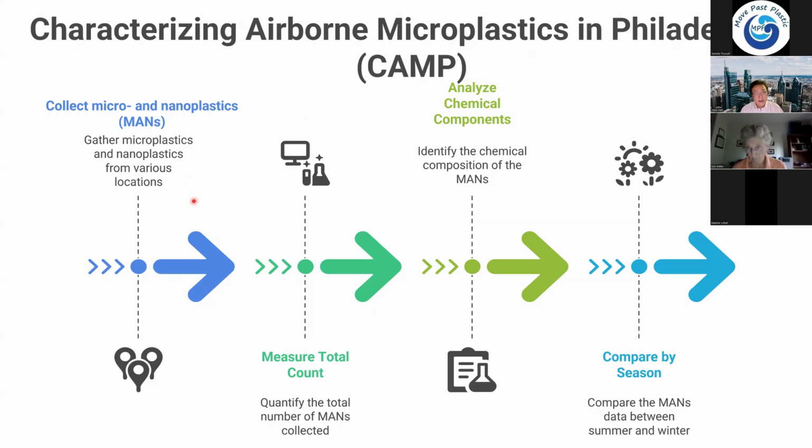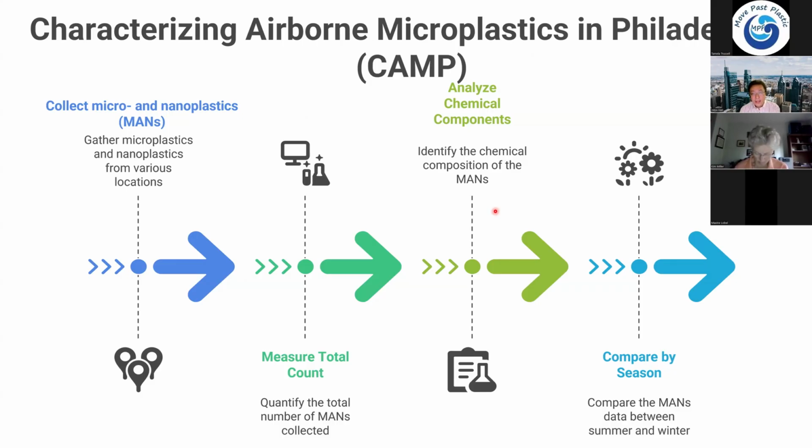And then once we successfully collect micro and nanoplastics, we want to count the total number of microplastics in these locations. And we know that microplastics are composed of many different types of polymers, such as polyethylene or polypropylene and so on. So we also want to identify the specific chemical composition of the microplastics and nanoplastics in the air.